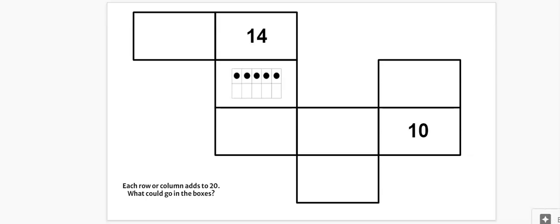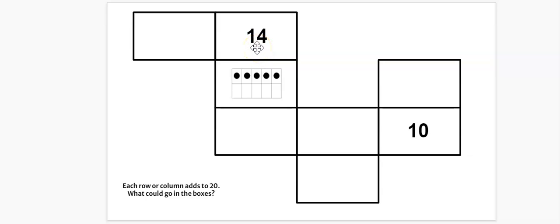Hi, boys and girls. We are going to do some cross number puzzles. These are super fun, but we have to be really good mathematicians when we do this. So each row and each column adds up to 20. So let's look. We've got some numbers here.